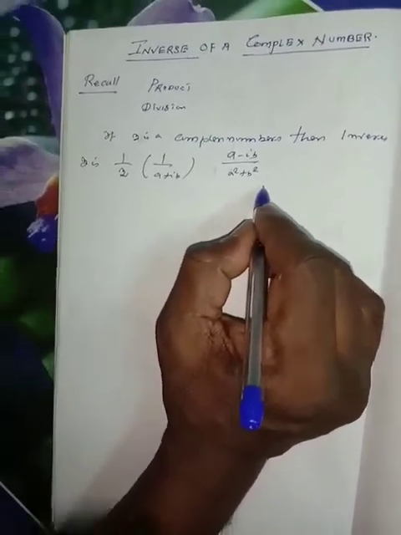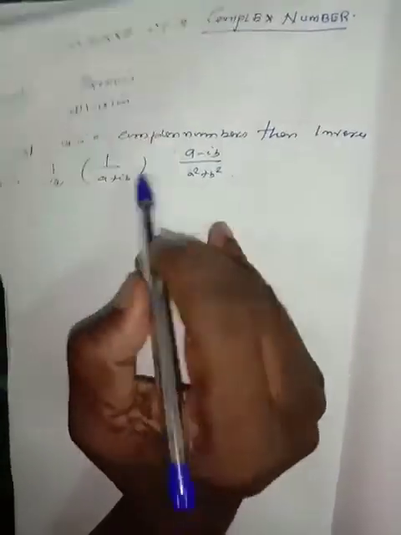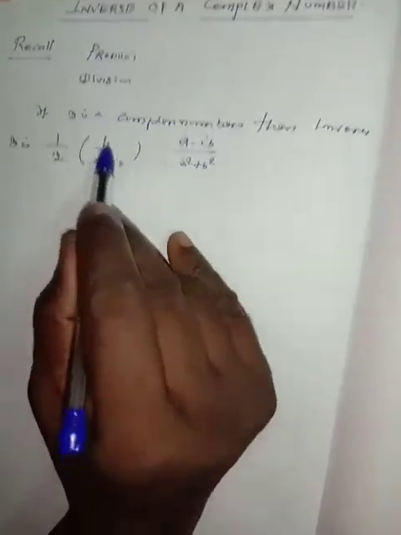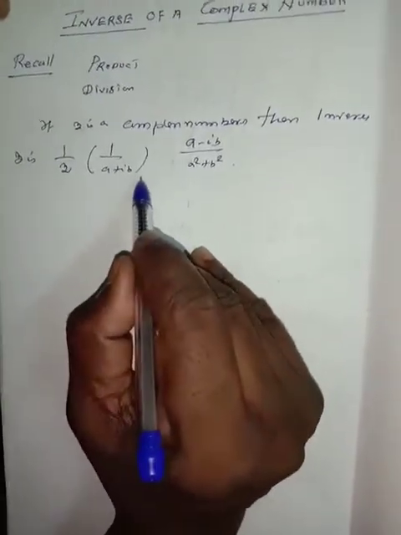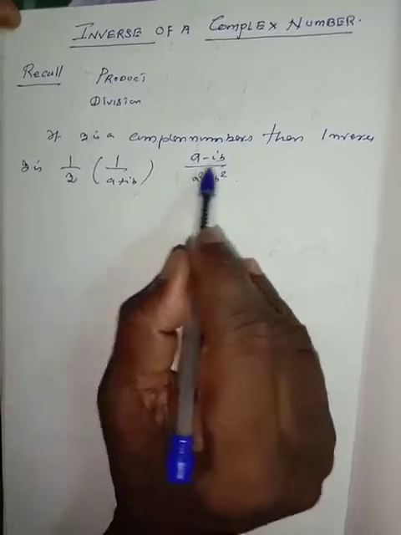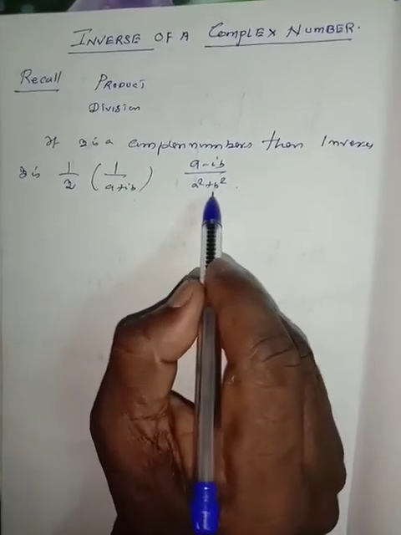Why? Multiply numerator and denominator by the denominator's conjugate. So a minus ib divided by a minus ib. 1 into a minus ib is a minus ib, divided by a square plus b square.